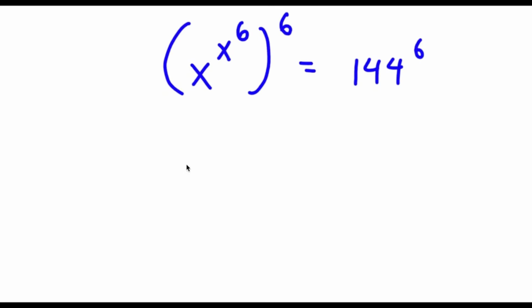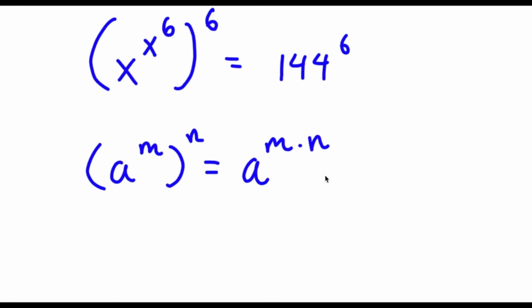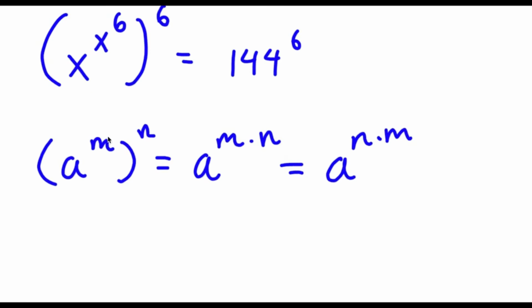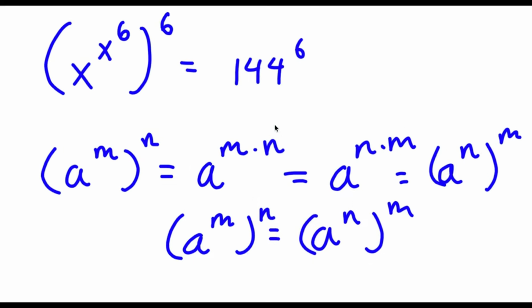Now, if I have something in the form a to the power of m to the power of n, this is the same thing as a to the power of m times n. And m times n, m and n, these two are interchangeable, meaning this is the same thing as a to the power of n times m. And if a to the power of m times n is equal to a to the power of m to the power of n, this means that a to the power of n times m can equal a to the power of n to the power of m. And all this means that a to the power of m to the power of n is equal to a to the power of n to the power of m. So these two are the same thing.